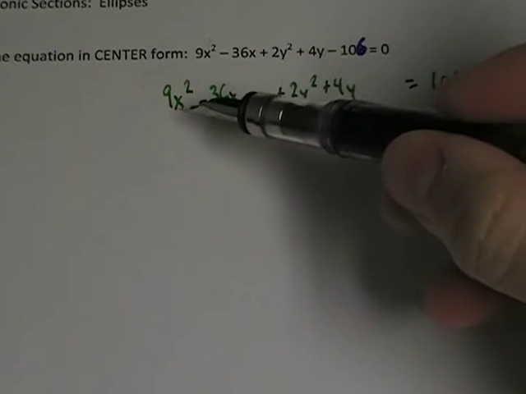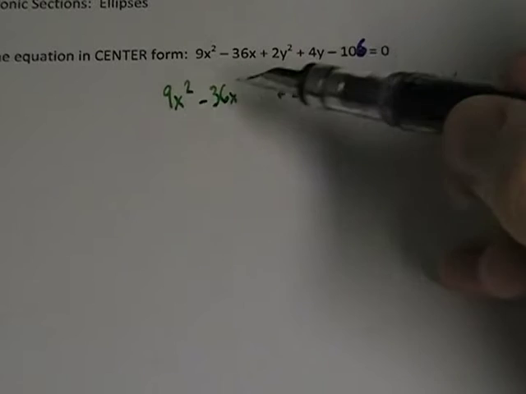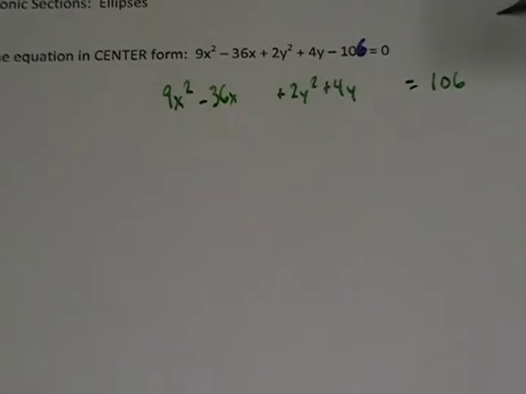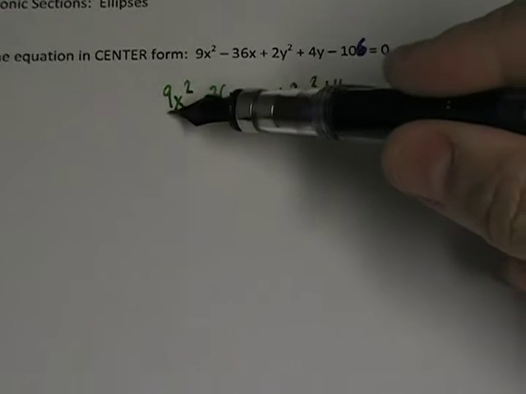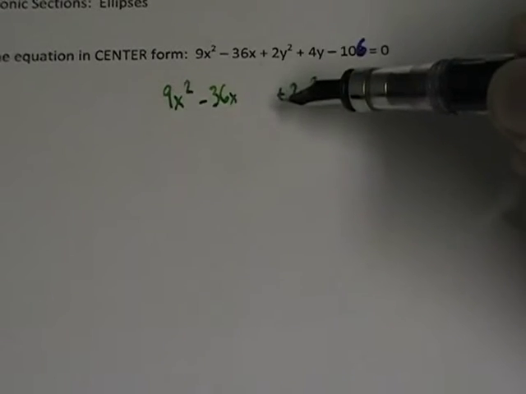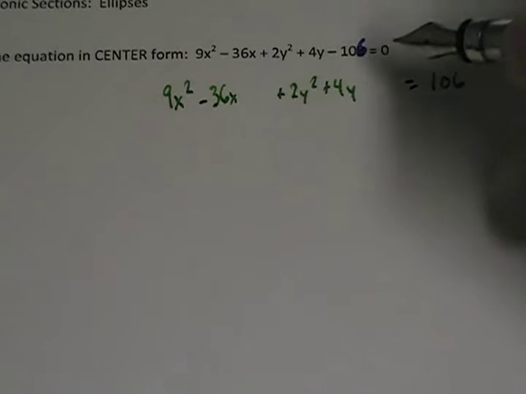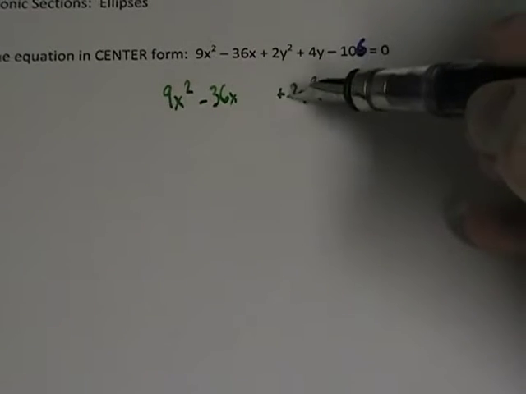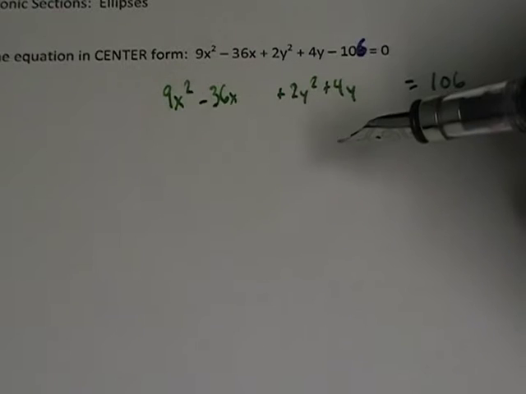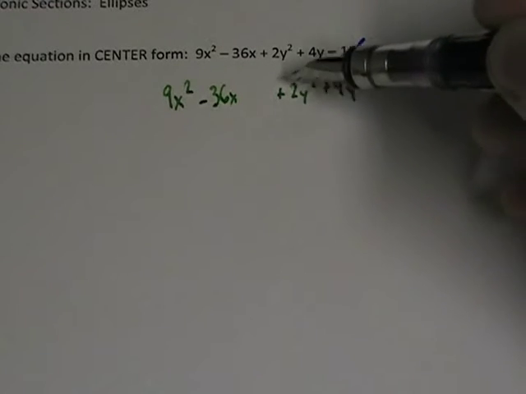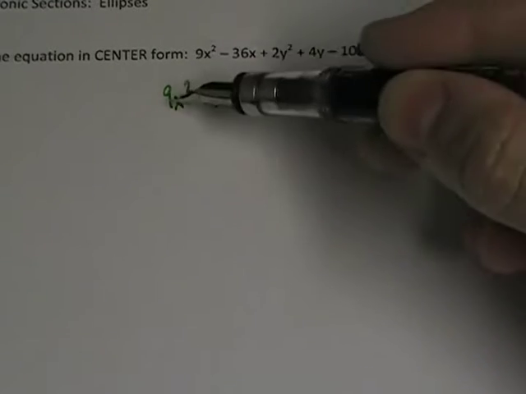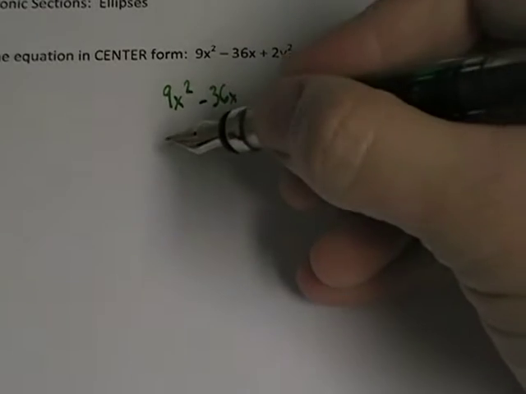The first thing I need to do when we complete the square is this term here and this term here both have to be 1. Normally we will divide by a certain term to get it in that form, okay? But the problem is you've got a 9 here and you've got a 2 here. You can't divide by 9 here because that won't make this 1. You can't divide by 2 here because that won't make this 1. So instead what we're going to do is we're going to factor.